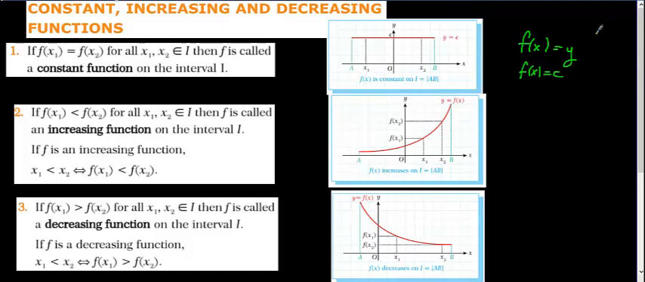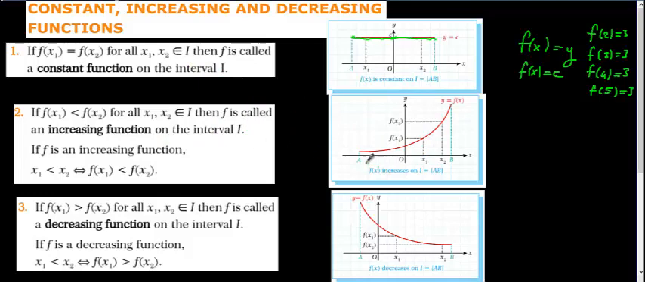It should be like this: f(2) is equal to 3, f(3) is equal to 3, f(4) is equal to 3, f(5) is equal to 3. So for the constant function, the y value is always the same. Here the y value is c, and the function value is c. For the constant function, all the values are the same.